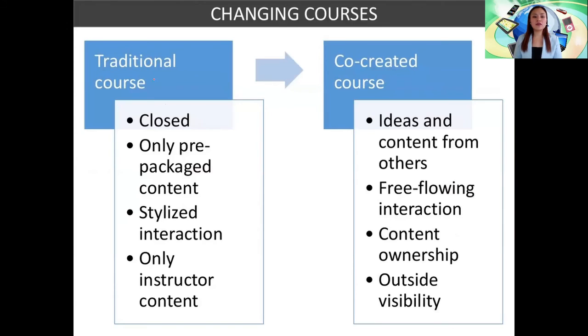Then, changing courses: for the traditional course, it is closed. Why closed? Whatever they give you, that's it. Ideas and content from the others. So there is a give and take here, or the sharing of ideas, for the co-created courses. And let's take a look at this one. Only prepackaged content. Whatever they printed, that will be the course. But for this one, flowing interaction, so there are ideas and content from one another, so there's a lot of ideas. Stylized interaction: they already give whatever you were going to do when it comes to that course.